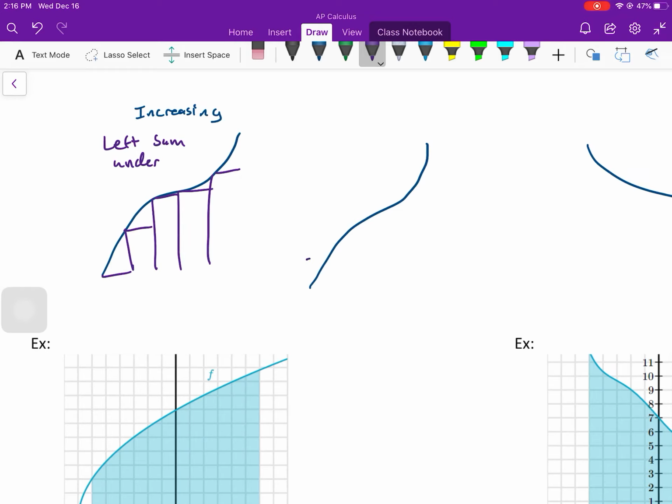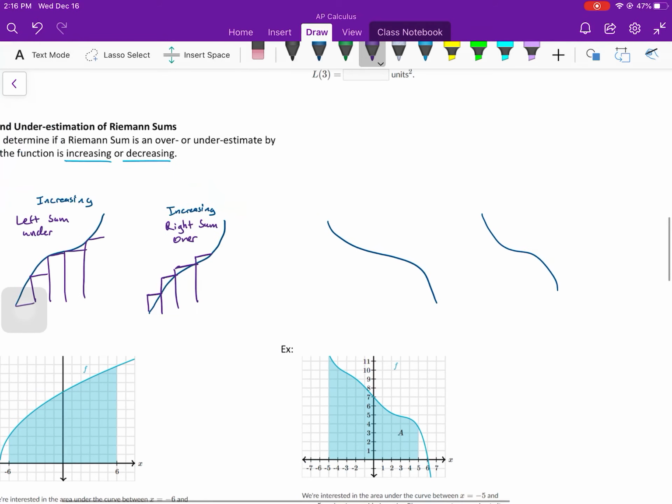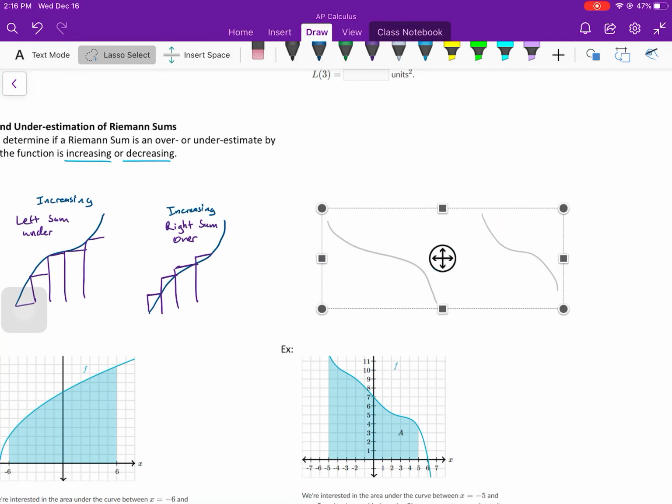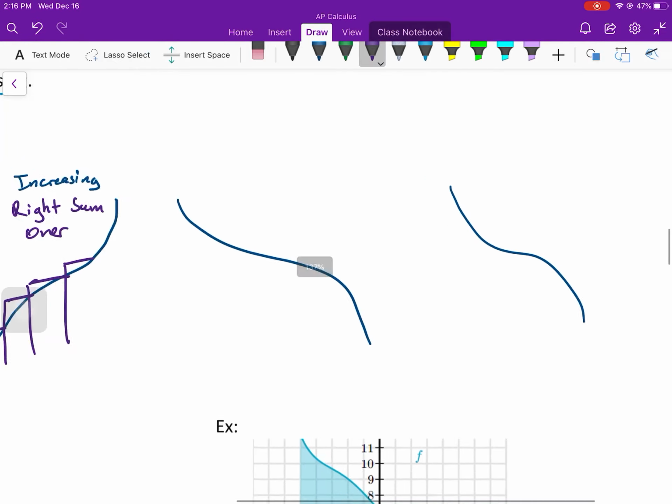What about a right sum though? If you were to draw the rectangles so that the right ends are touching, what you'll notice is that it's going to be an over approximation. So in the function that is increasing, our right sum is an over approximation. And you could guess this is going to flip around over here. I don't know why I drew them so far away from each other. Let's bring them over here and get nice and close to each other.